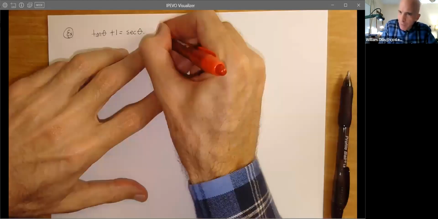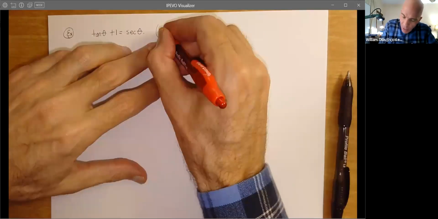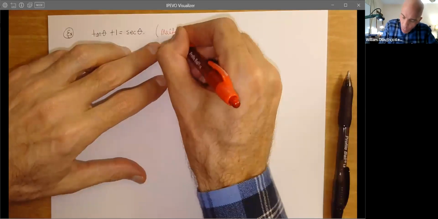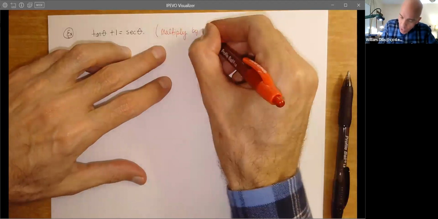Squaring is fine, but if it makes it real busy, too much work. So multiply, but of course we always have to look for extraneous solutions. Multiply by, in this case, cosine theta.